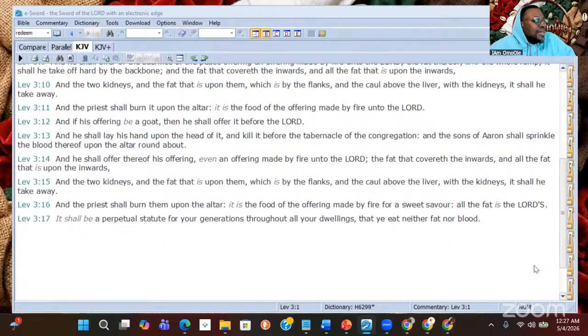And the two kidneys and the fat that is upon them, which is by the flanks, and the caul above the liver with the kidneys, that shall be taken away. And the priest shall burn it upon the altar. This is the food offering made by fire unto Jehovah.